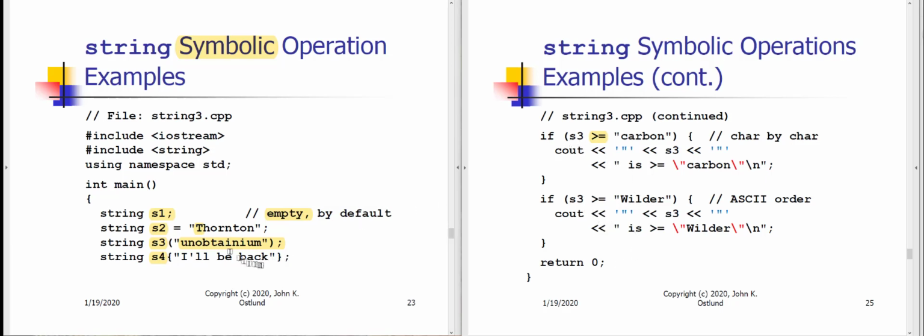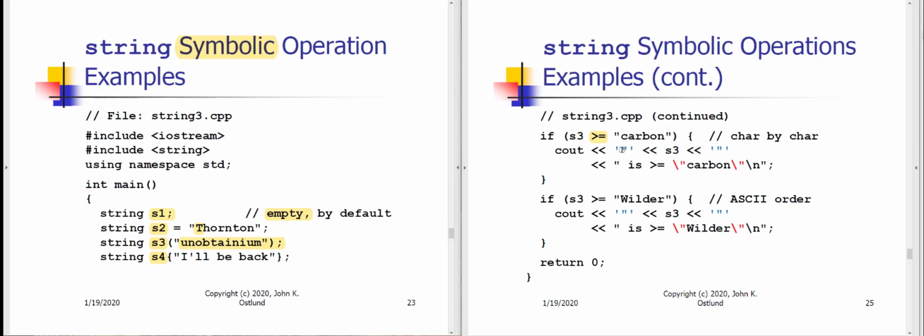So S3 is Unobtainium, and I'm asking, is Unobtainium greater than or equal to carbon? Well, this comparison is done on a character-by-character basis. The first character in S3 is little u, and that is greater. That is, it has a greater character code. It comes after little c. So because little u is greater than little c, that's all we need to compare to conclude that the string S3 is greater than or equal to the string carbon.